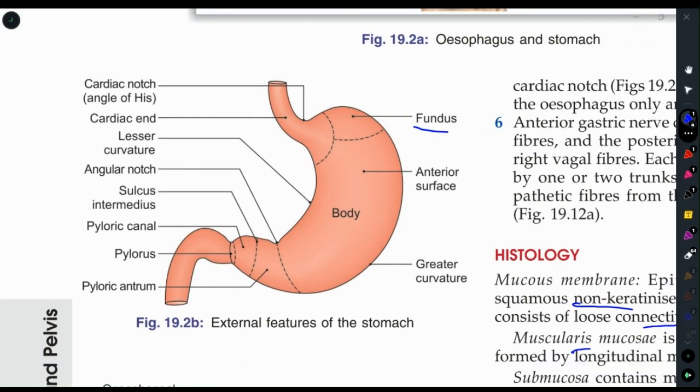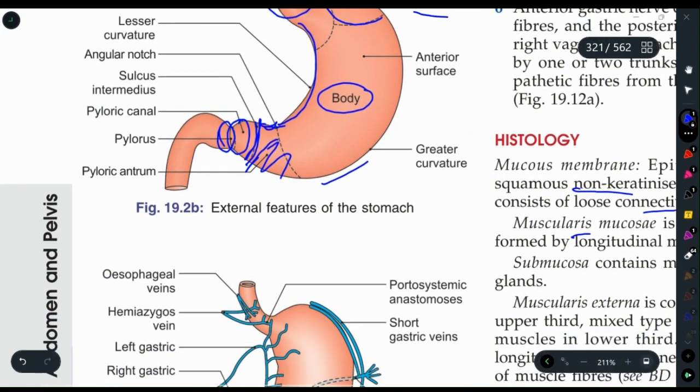How are we supposed to write this is, we need to have this cardiac notch. Here it is present. Then there is the fundus. Then there is an anterior surface which is having the body. Then we have the greater curvature. Then we have the lesser curvature. Then we have an angular notch. Then we have the sulcus intermedius. We have the pyloric canal. Then we have the pylorus. Then we have the pyloric antrum. This is the external feature of the stomach.